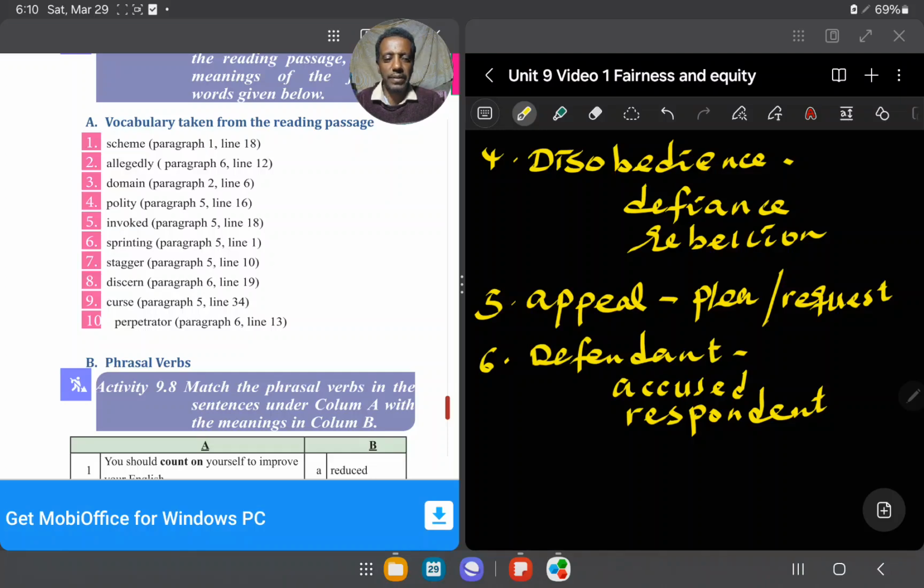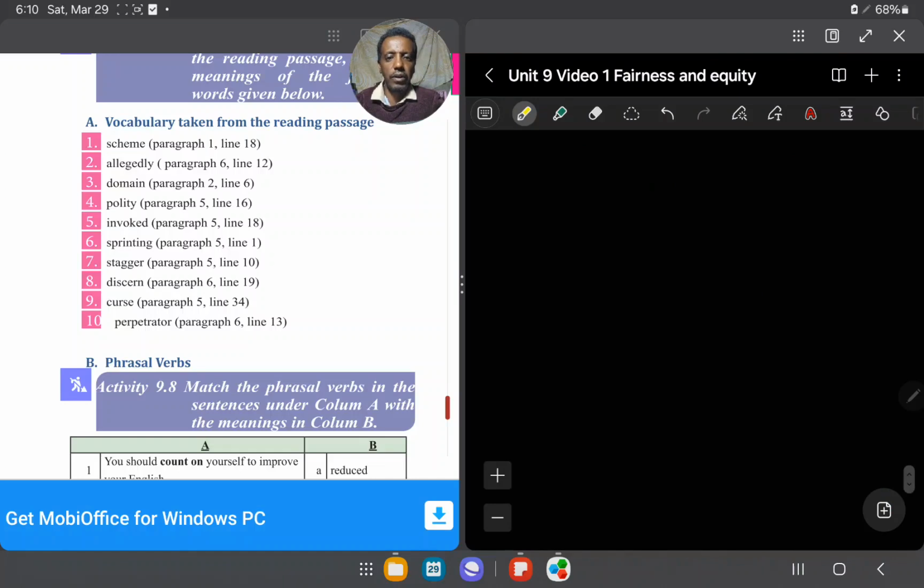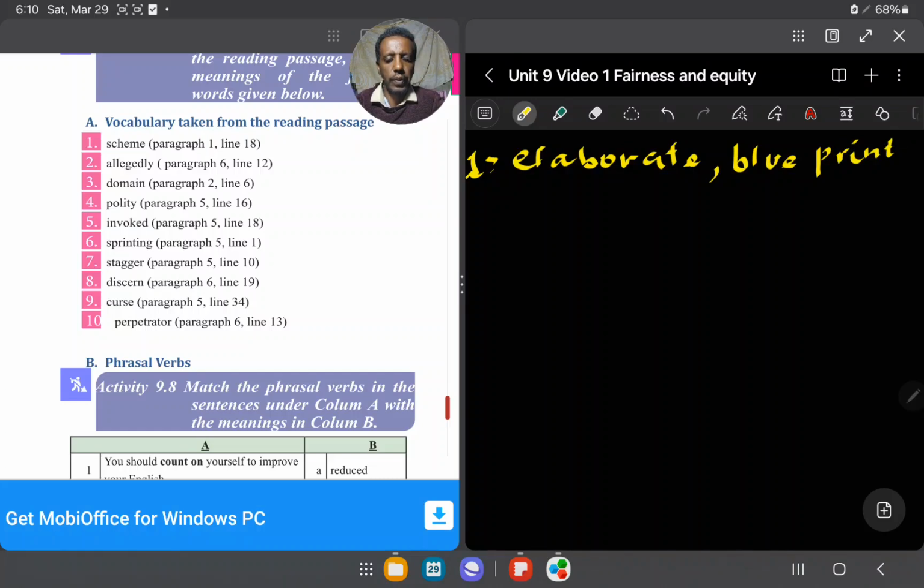So scam means number 1. Scheme means a blueprint or elaborate, or you can say number one. I'm talking about number one. Elaborate or a blueprint. So scheme means a blueprint or elaborate according to the context.